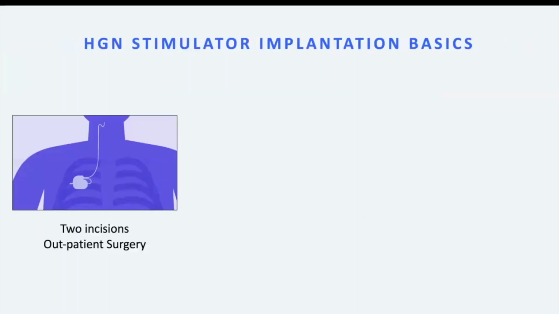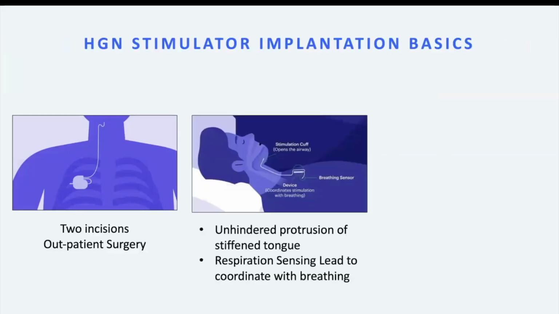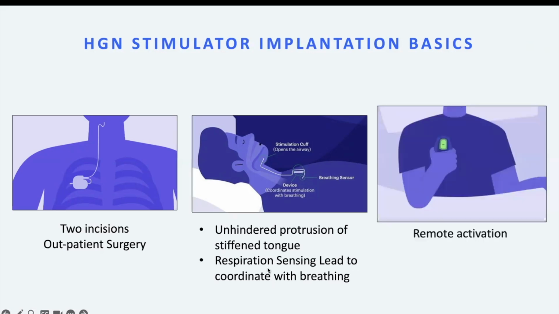Hypoglossal nerve stimulator implantation basics. It is a 2-incision outpatient surgery approach. The chest incision allows for the implantation of a breathing sensor, which is then connected to an electrode that is tunneled through the neck to the other incision, which wraps around the hypoglossal nerve, providing a stimulation cuff. At this point, there can be unhindered protrusion of a stiffened tongue with stimulation of the hypoglossal nerve, and the respiration sensing lead coordinates with the breathing of the patient. This can all be controlled remotely postoperatively.